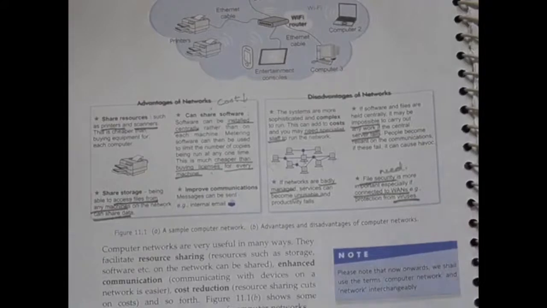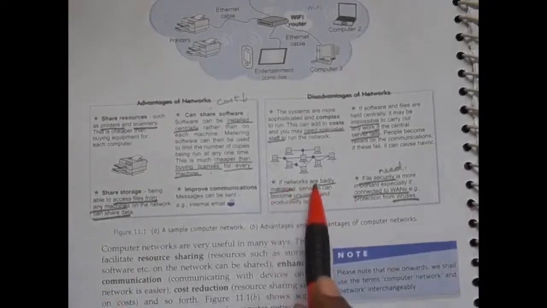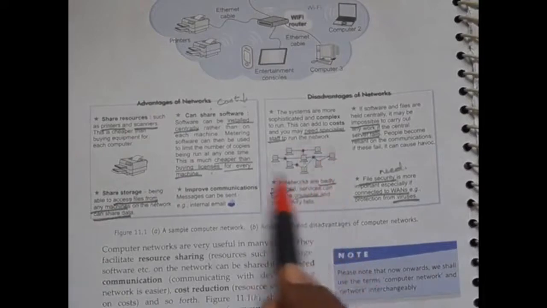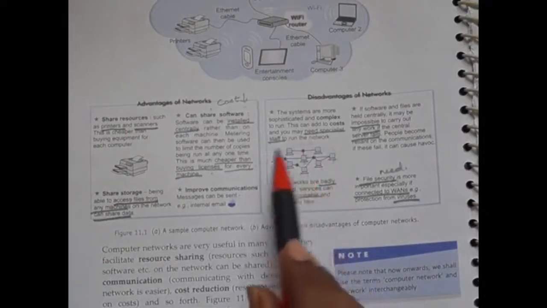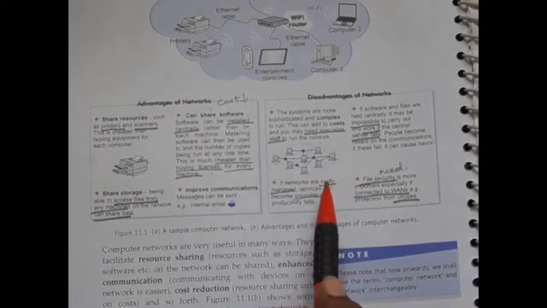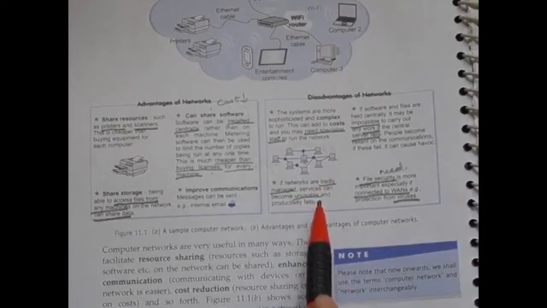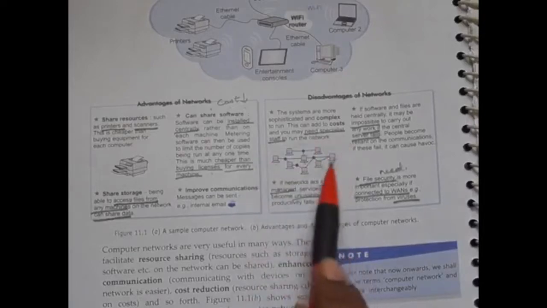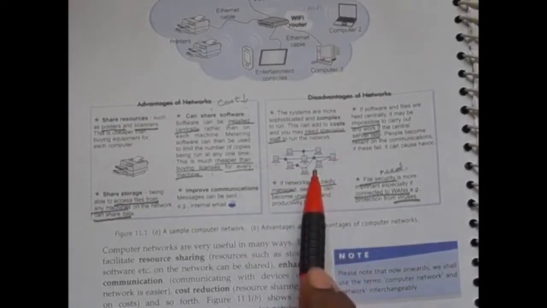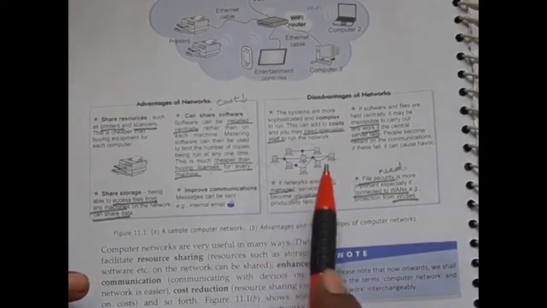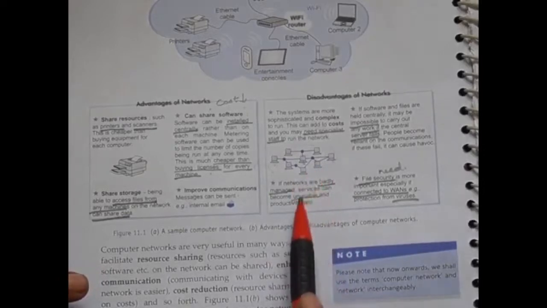And next one is, if networks are badly managed. Dealing with a network is not a simple thing, it is a complicated thing. If it is badly managed, all the computers will become unusable. தப்பா மேனேஜ் பண்ணீங்கன்னா ஒரு கம்ப்யூட்டர் கூட யூஸ் பண்ண முடியாத மாதிரி போயிடும். So if the networks are badly managed, all the computers will be unusable.